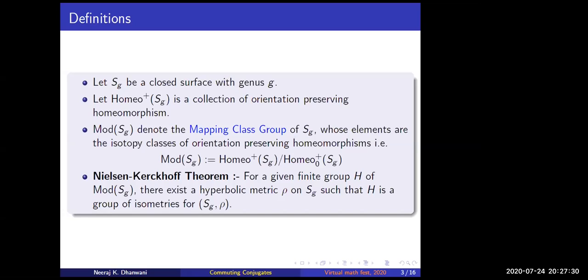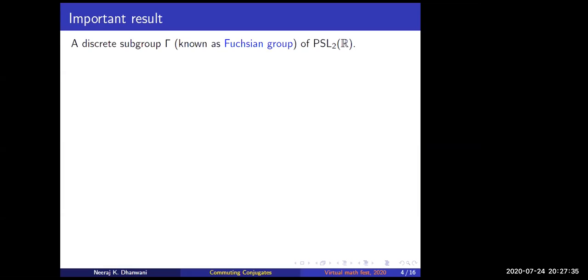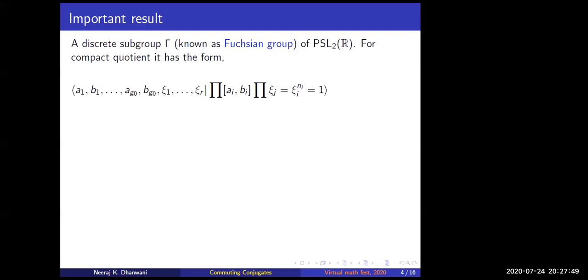Before going to properly discontinuous actions on surfaces, we define some properly discontinuous actions on a known thing, PSL2R. So consider a discrete subgroup of PSL2R, which is the isometry group of the upper half plane. If you have a compact quotient, then it has this form. Whatever the form written here, the group has to be of this form. When I'm talking about a compact quotient, that means this gamma is acting on the natural choice, the upper half plane.